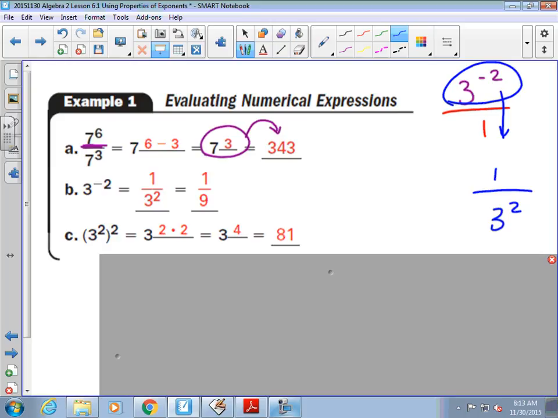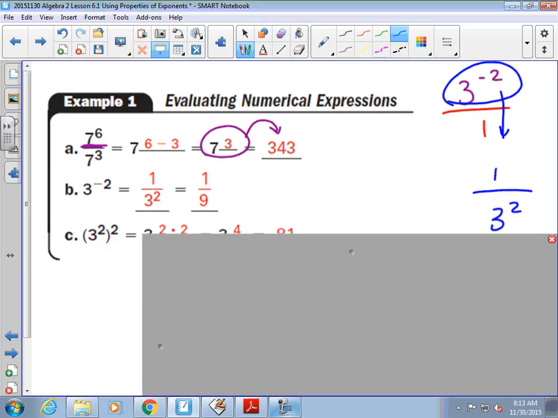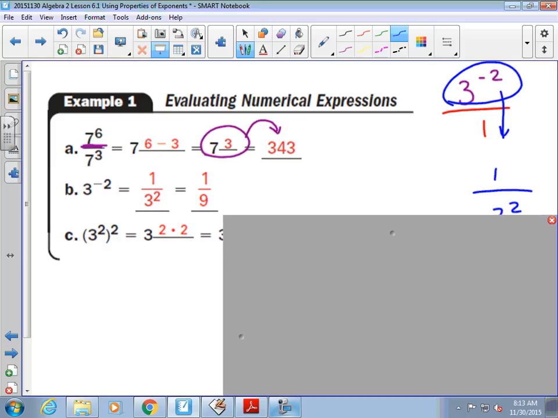C says 3 squared squared. Remember, anytime you raise a power to a power, you multiply them. You don't add them right here. This is something that people make mistakes with all the time. With 2 and 2, it doesn't matter because multiplying them and adding them is going to come out to be the same thing.